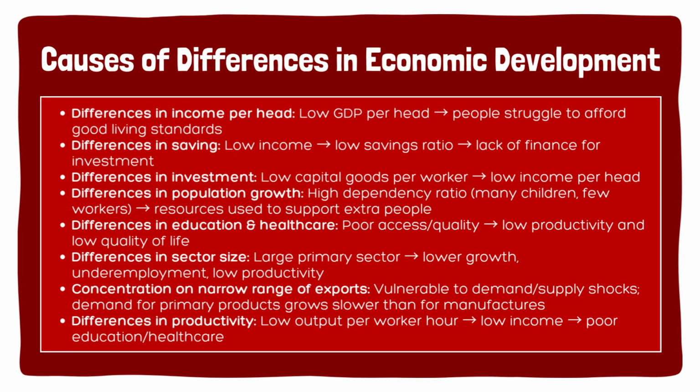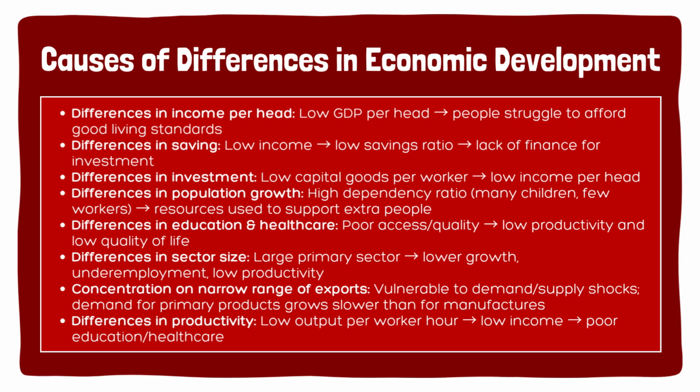There are several causes of differences in development. Income per head is important, but inequality means some people may still be rich in poorer countries. Low incomes lead to low savings, which limits investment and slows growth. Population growth also matters, as a high dependency ratio puts pressure on resources. Differences in education and healthcare reduce productivity and limit progress. Countries with a large primary sector often have lower productivity and underemployment.